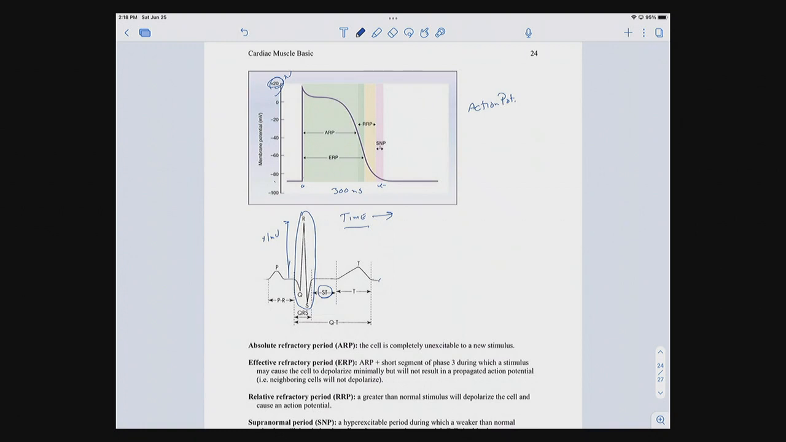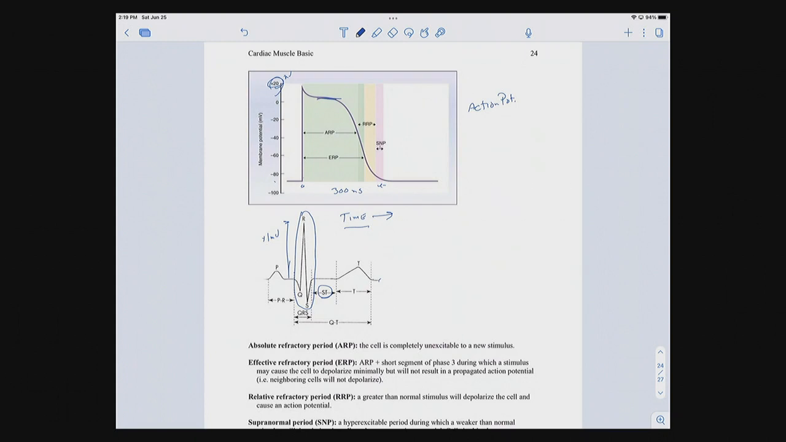Okay, so I want to do the same thing with the action potential of a cardiomyocyte. And as I said before, it looks very different because it takes a much longer time. An action potential of a skeletal muscle fiber or a neuron is about 2 milliseconds, whereas the action potential of a cardiomyocyte is 300 milliseconds. Remember, you got that plateau area up here.